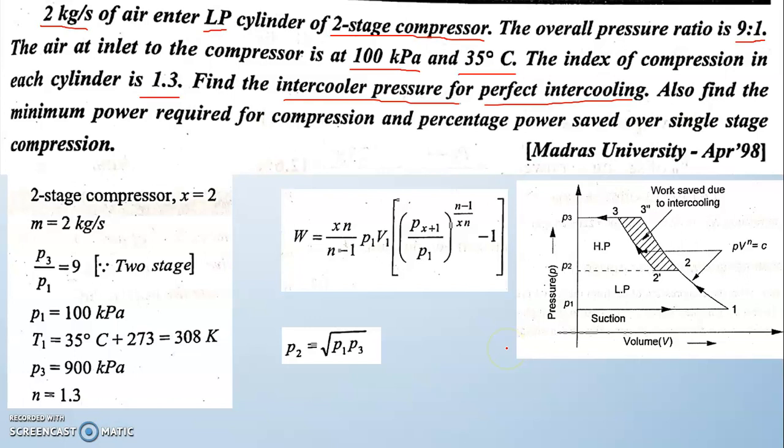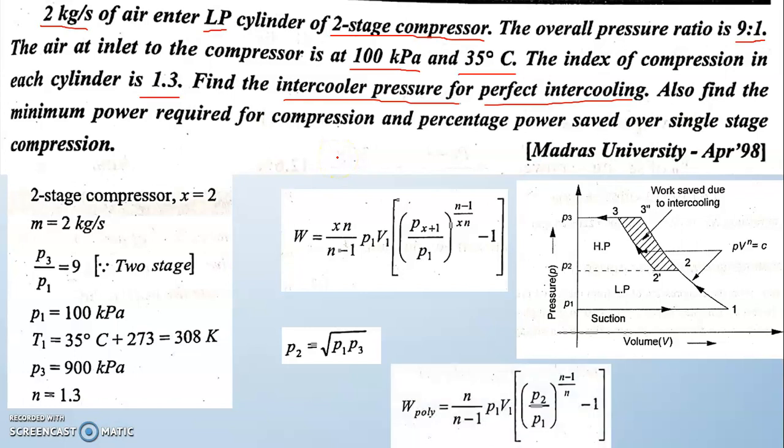The second thing we have to calculate is if we are using a single stage compressor. A single stage compressor will have only inlet pressure and outlet pressure. The outlet pressure is again 900 kilopascal. So our equation for a single stage compressor is n by n minus 1 P1 V1, again we will be using MRT1, times P2 by P1. What will be the value of P2? P2 will be our outlet pressure.